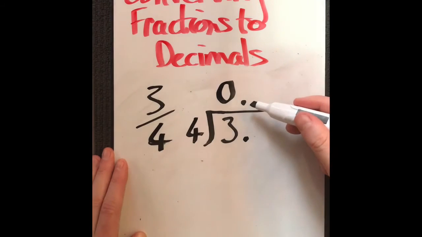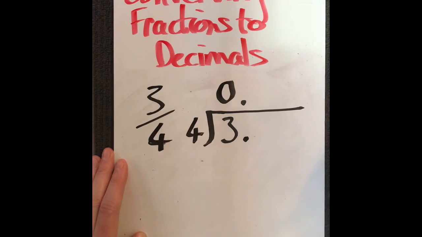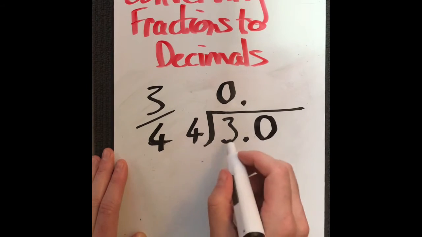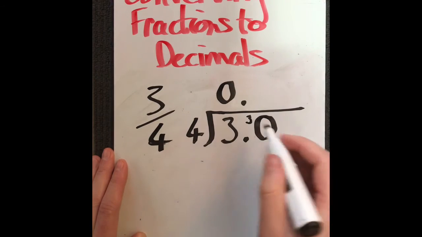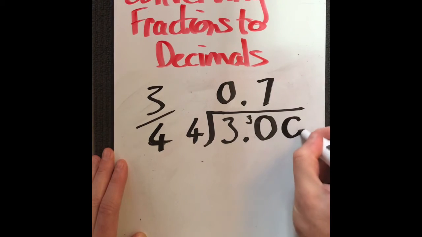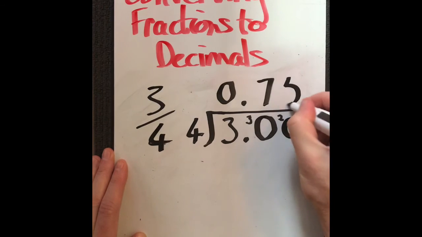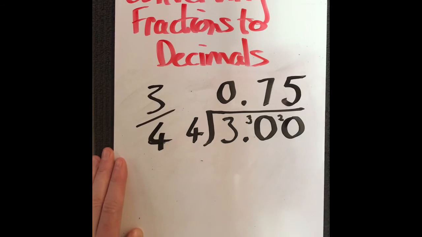Now remember, our decimal point always goes directly above or directly below where it should be. Okay, so in our next column we do the 0. 3 divided by 4 goes 0 times with 3 left over. Okay, so it's now 30 divided by 4, which I know is 7 with 2 left over. So now it's 20 divided by 4, which is 5. So the answer, 0.75. And that's how you go from fractions to decimals.